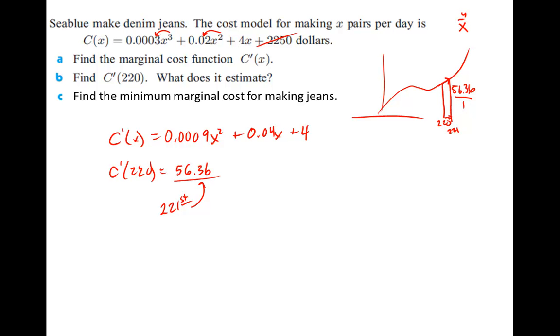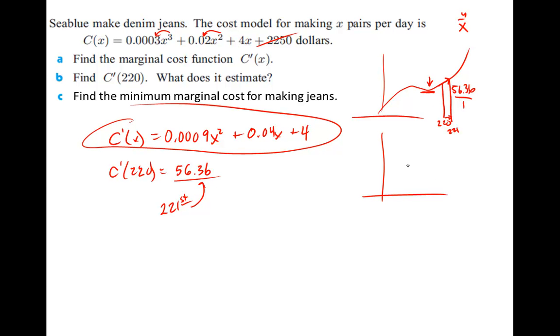Now the question says, find the minimum marginal cost for making jeans. Minimum, easy. How do I get a minimum? Well, I've got a function here. To get the minimum, you could plug this in a calculator and use your calculator function to calculate the minimum. We also know that if this is my graph, the minimum is right here. But this is the minimum cost. The marginal cost would be the minimum slope.